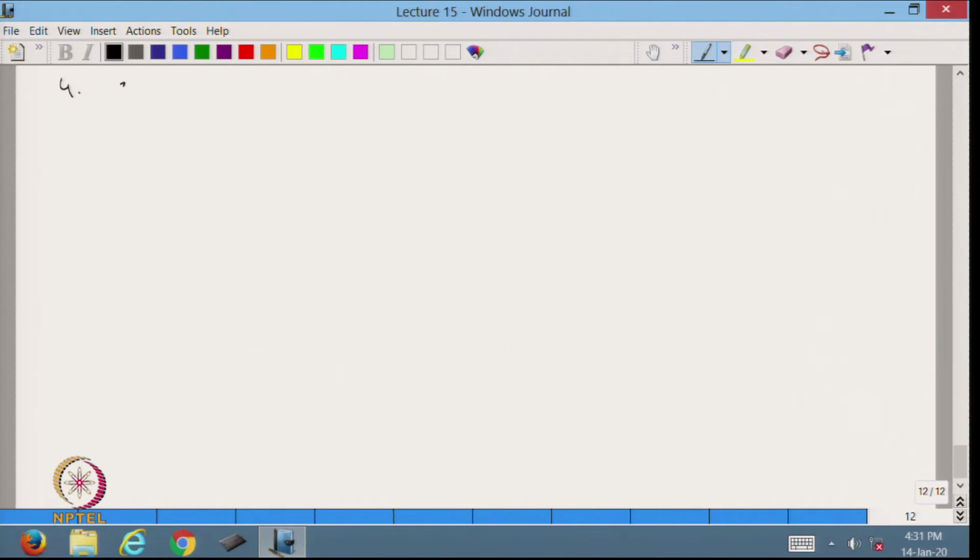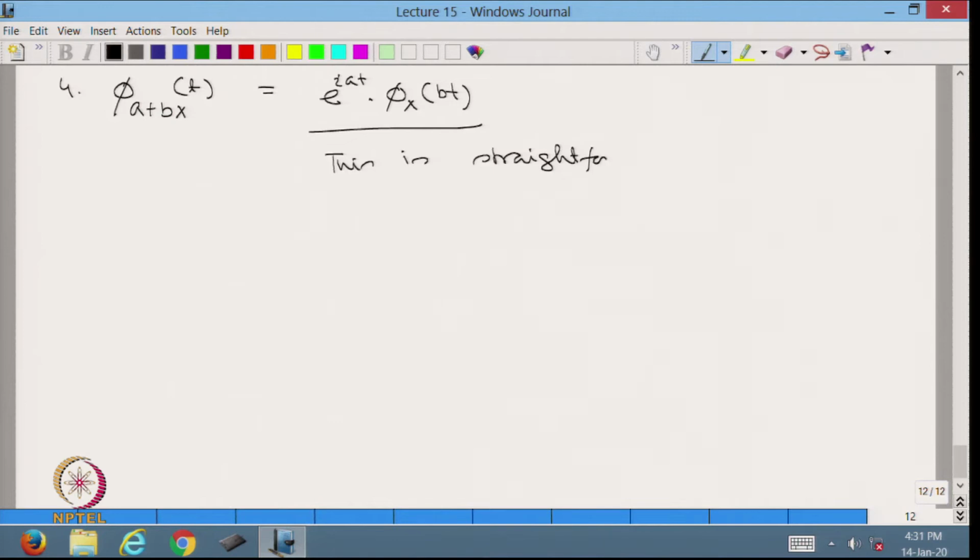Four, phi of a plus b x at t is equal to e to the power i a t into phi x at b t. This is straightforward, and I leave it as an exercise.